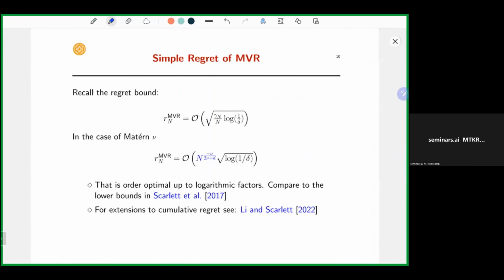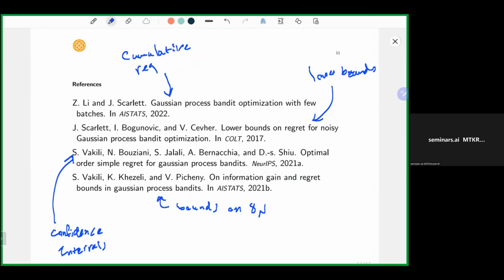Recall the regret bound. We can replace the values for gamma_n and obtain this specific regret bound in the case of the Matern kernel with parameter nu. This is order optimal up to logarithmic factors when we compare it to the lower bounds provided in this paper. And in general, these results can be extended to the cumulative regret. For example, see this recent paper.